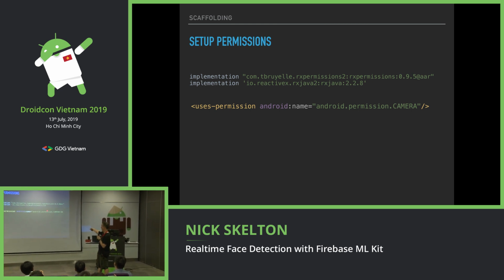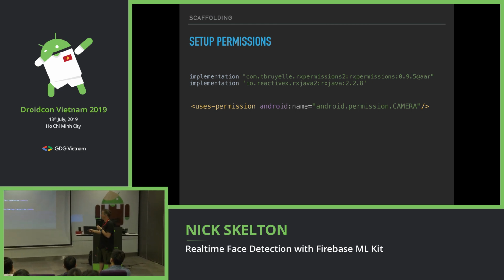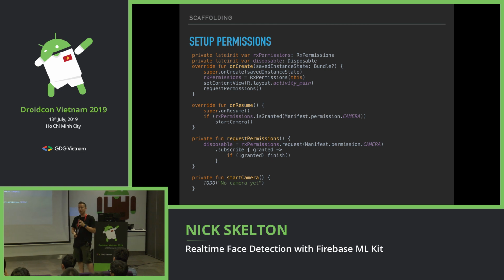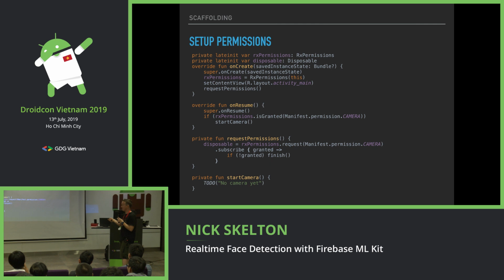So obviously for using the camera, we need the user's permission to use the camera. So we're going to use RX permissions, and this is all the code you need. You can just quickly have a look at that. This is all the code you need to ask the user for permission for the camera, right? If you look at the documentation for permissions, you have to send intents off to activities and catch on activity results, blah, blah, blah. Painful, right? This is very concise.